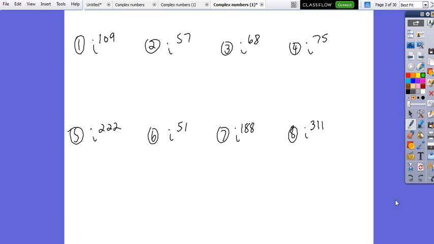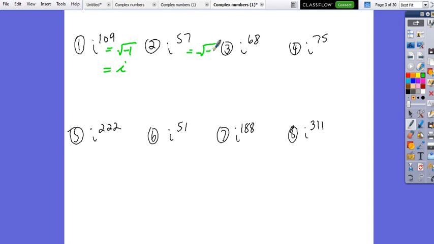The remainder is 1, so the result is square root of negative 1. Now, here's the thing. For this particular part, i is equal to the square root of negative 1. If you just say i, that's okay too for that one. All right, 57. What's the remainder? Remainder of 1, so square root of negative 1.